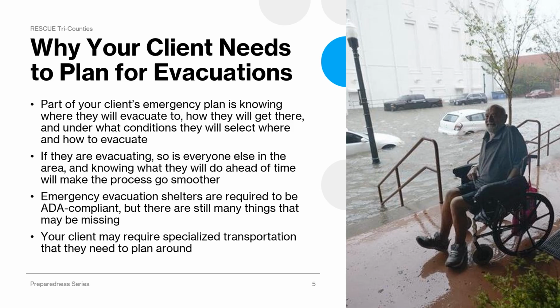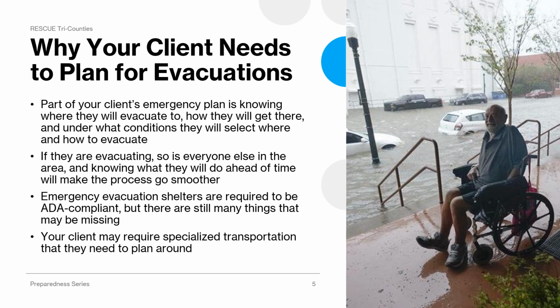So, at this point in the training, you should have a good idea of why we plan before a disaster. Still, why does your client need to plan for evacuations? Part of your client's emergency plan is knowing where they will evacuate to, how they will get there, and under what conditions they will select where and how to evacuate. If they are evacuating, so is everyone else in the area, and knowing what they will do ahead of time will make the process go smoother.